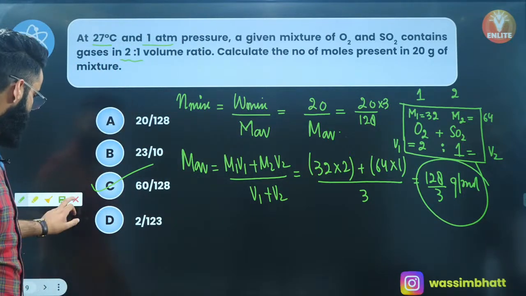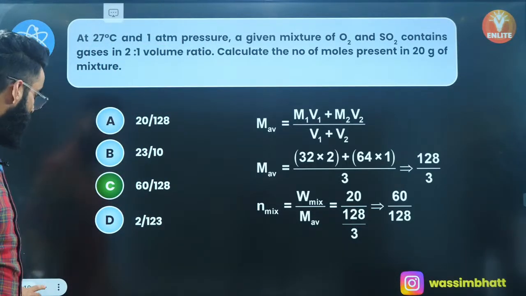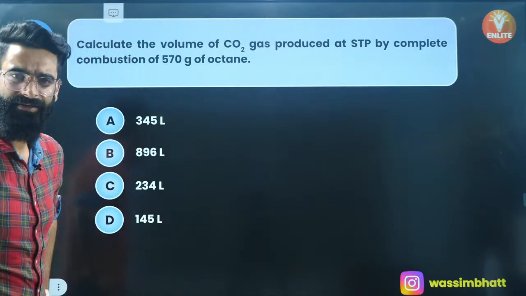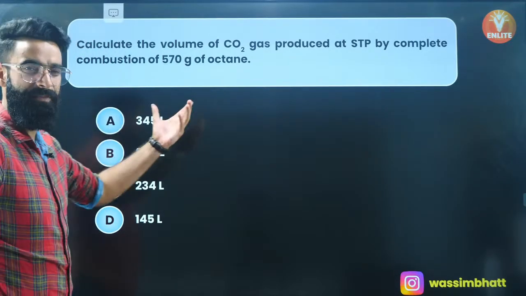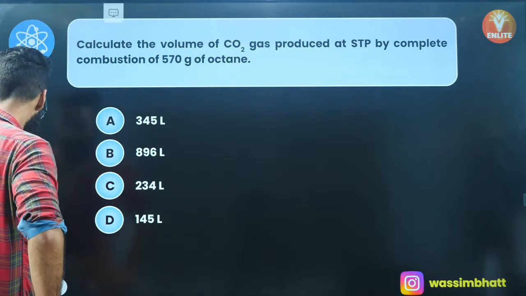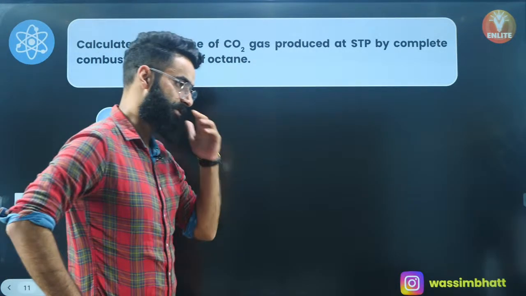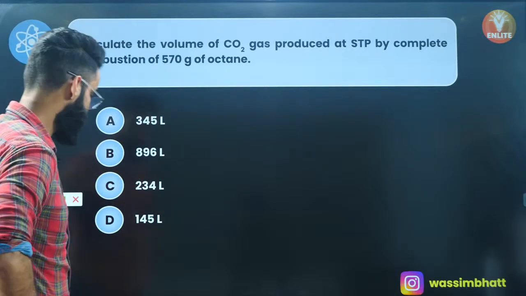Perfect, guys. So let me quickly move on to one more particular question. This is a question based on stoichiometry, right? How do we solve it? This is a very simple and basic question, guys. Let me show you first of all what the concept involved is and how we solve these sort of questions. Have a look properly at what I'm going to do.